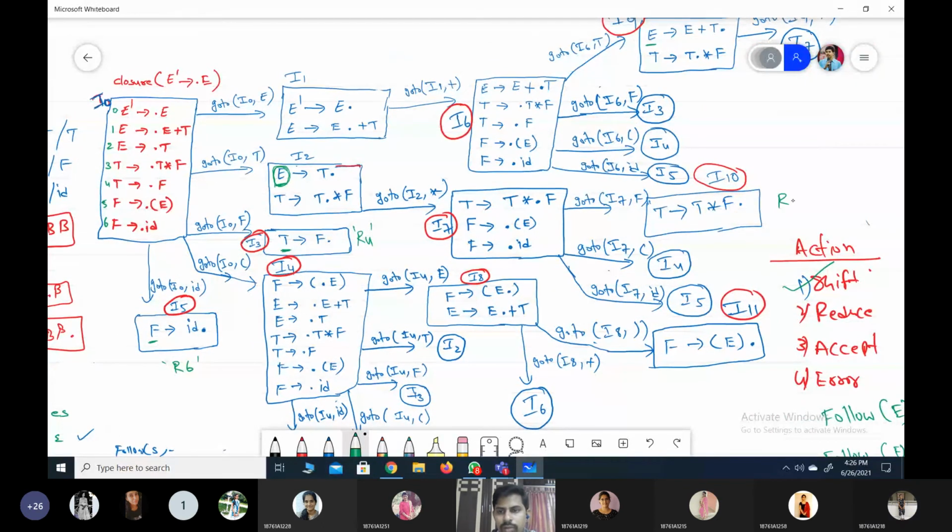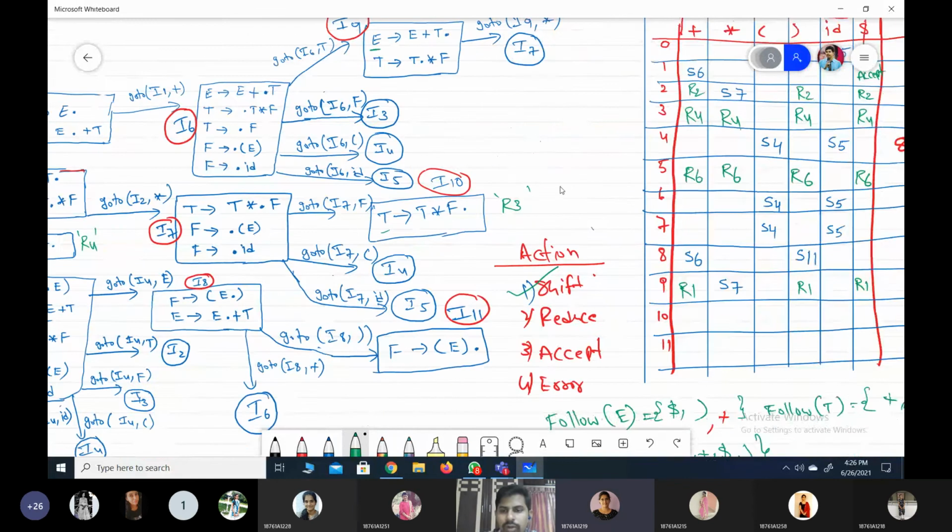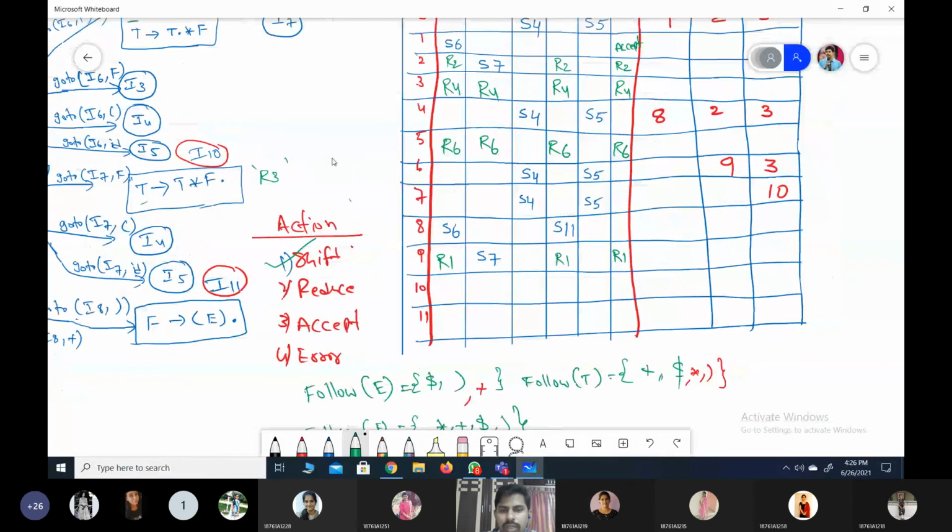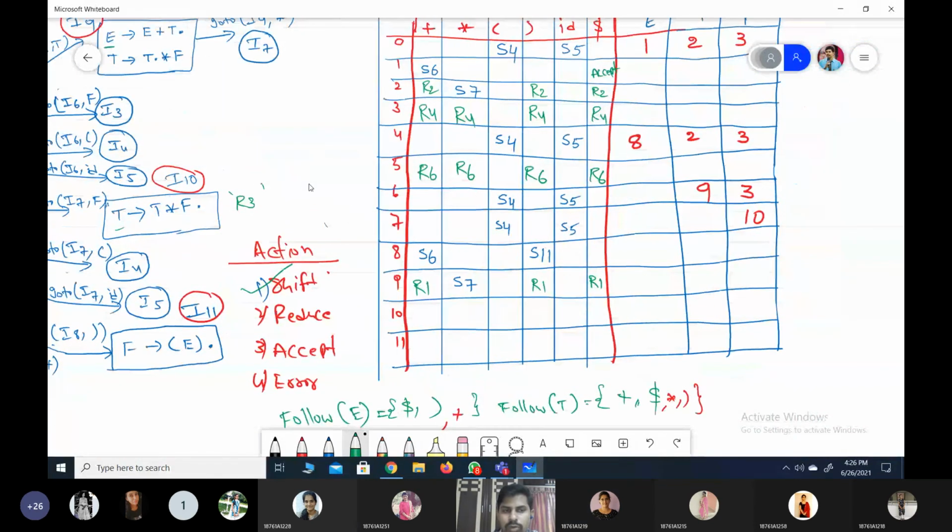Third, sir. So that means R3 has to be added. To whom do we have to add R3? The production's left hand side symbol, that is nothing but T. Follow of T. Already we have computed follow of T in the bottom, for the table we have written it at the bottom. What is the follow of T symbols? Plus, dollar, star, closed parenthesis.